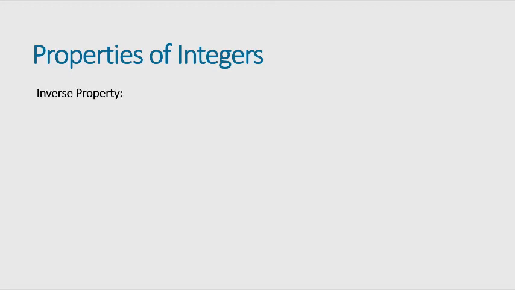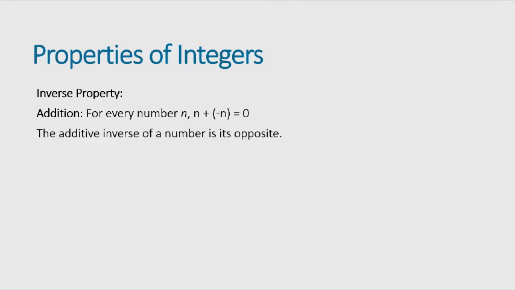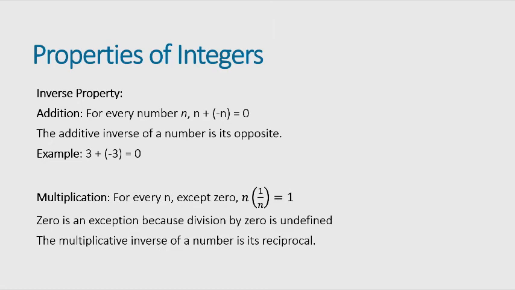The last property of integers is the inverse property. So in addition, for every number n, n plus negative n is equal to 0. So the additive inverse of a number is its opposite. So 3 plus negative 3 is equal to 0, which is the identity element. For multiplication, for every n except 0, n times 1 over n is equal to 1. 0 is an exception because division by 0 is undefined. The multiplicative inverse of a number is its reciprocal. So 5 times 1 over 5 is equal to 1.